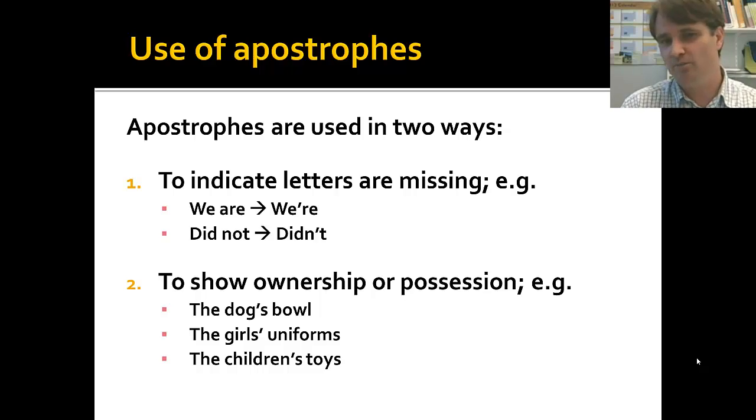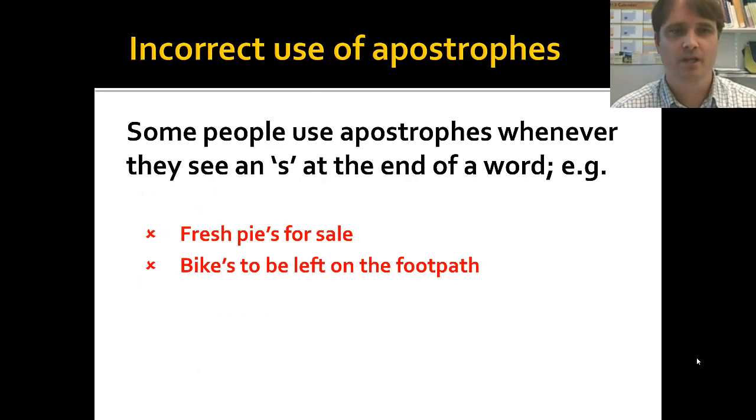But the position of that apostrophe can differ depending on whether it's one or many. So in the case of girls, it could be referring to many girls or one girl. And of these 2 types, so to indicate the letters are missing or to show ownership, we only ever use the second one in academic writing. Avoid contractions in academic writing. So the first one we shouldn't see at all.